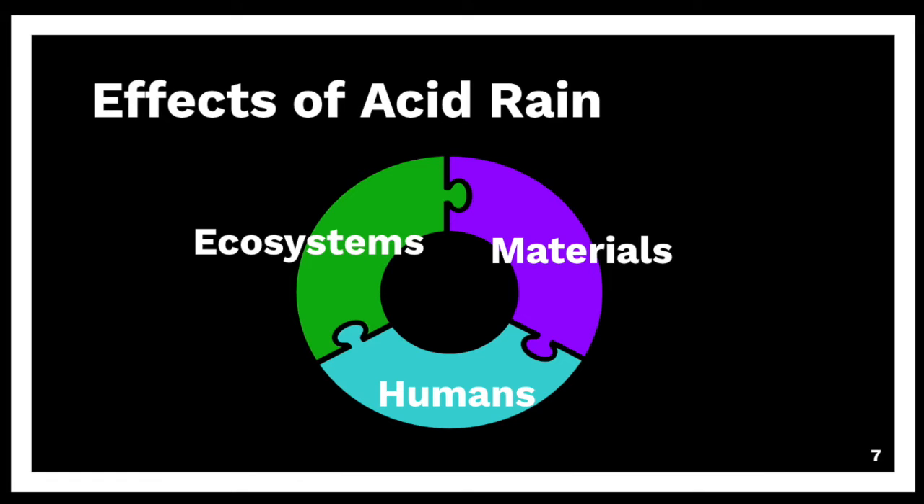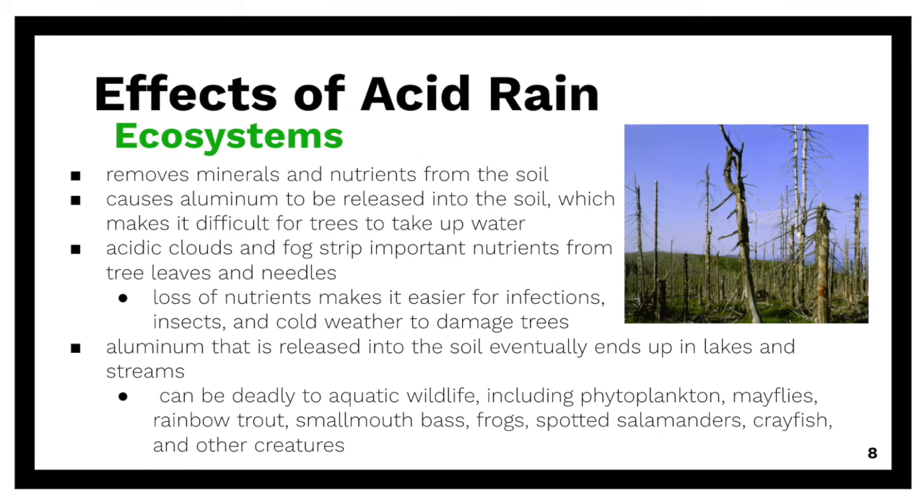So what exactly are these harmful effects of acid rain? Acid rain can affect ecosystems by removing nutrients from soils. It does this by releasing aluminum, deteriorating the soil's health, while also making it difficult for trees and other vegetation to take up water. Acidic clouds and fog can strip plants of their leaves and needles.